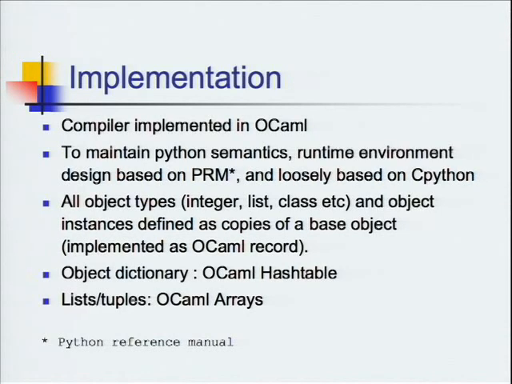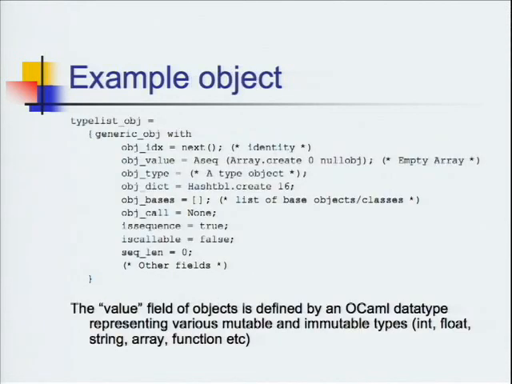For lists and tuples, I use OCaml arrays. So these are some of the data structures that I use. For instance, I can show how I implement a typical object, a typical Python object. Here, for example, is a list object in my OCaml implementation.